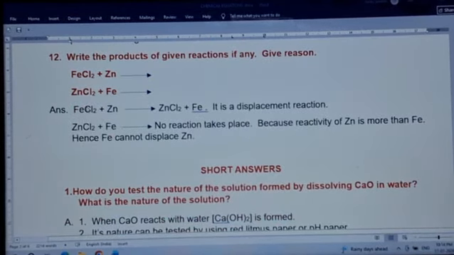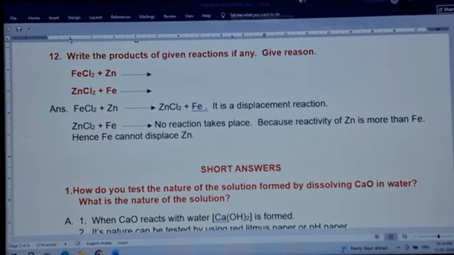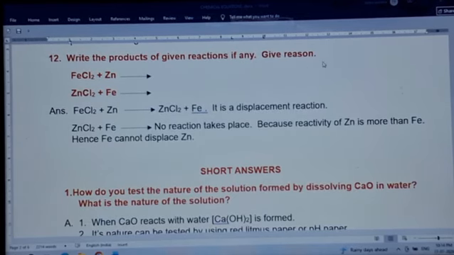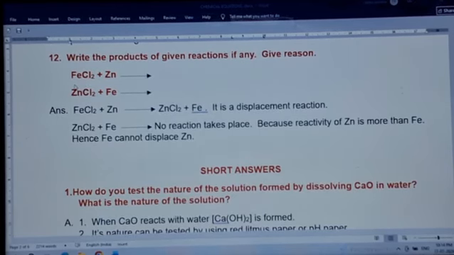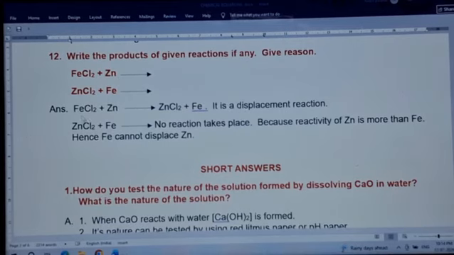Now, the next question. Write the products of the given reactions, if any, meaning is it possible to get any reaction here? If it is there, you have to write, otherwise you have to give reasons. So the first one, FeCl2, ferrous chloride, is reacting with zinc. So what are you getting here?